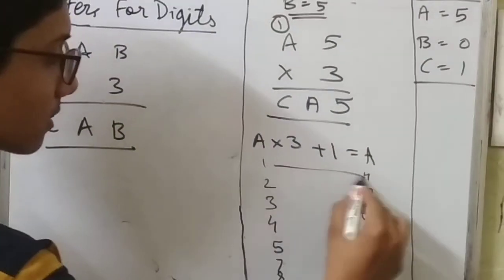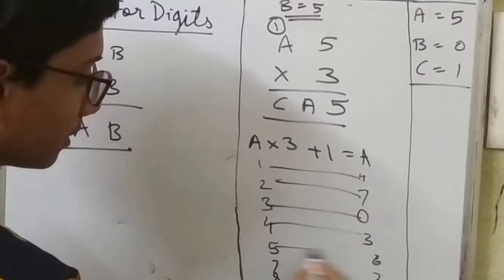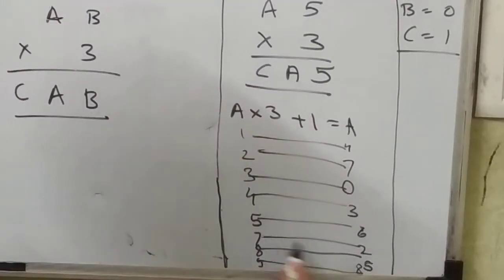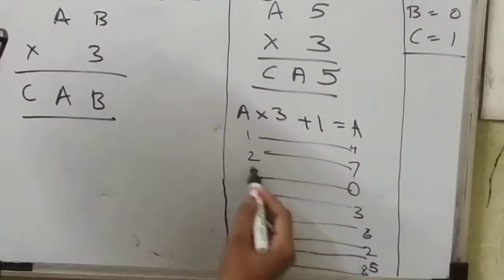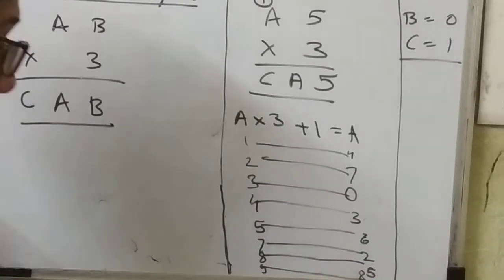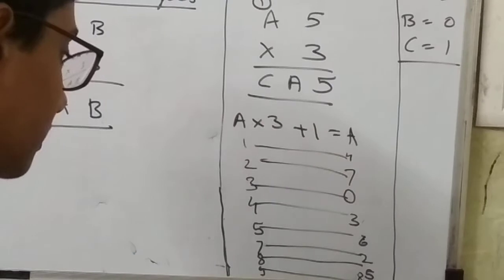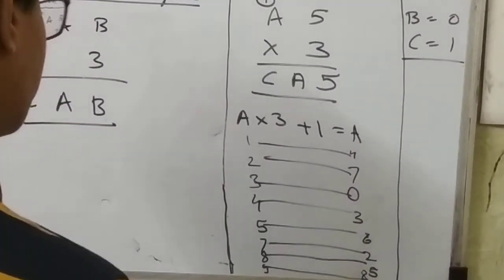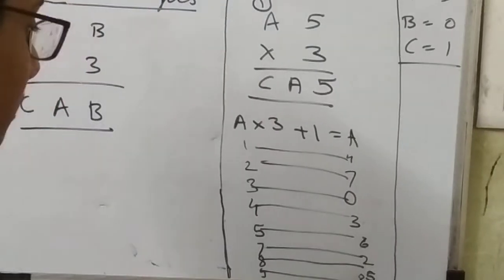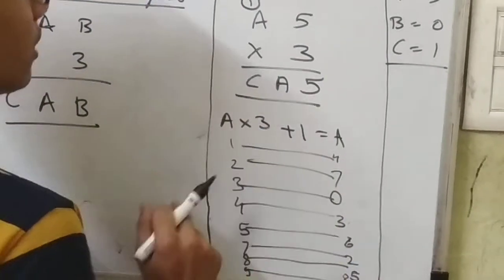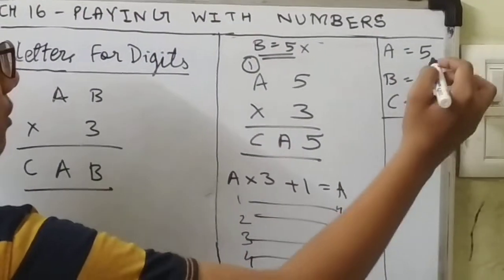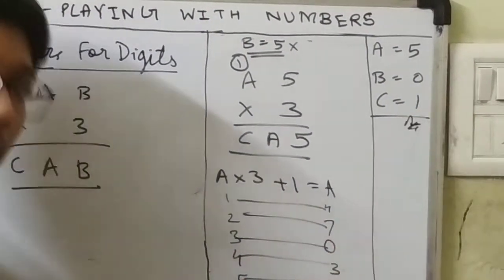See, do you find any of the possibilities? Do you find the same number? Is there any possibility? Yes or no? 7 times 3 is 21, 5 times 3 is 15. No, there is none. So by this we can conclude that there is no such solution. That means B cannot be 5. So our answer is this only. A is equal to 5, B is equal to 0, C is equal to 1. Final answer.